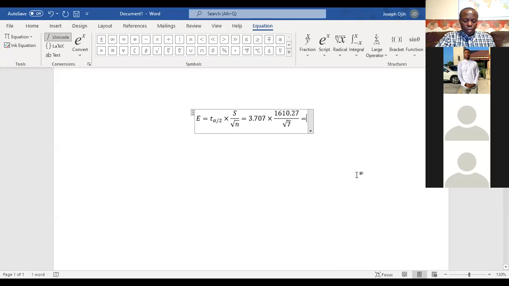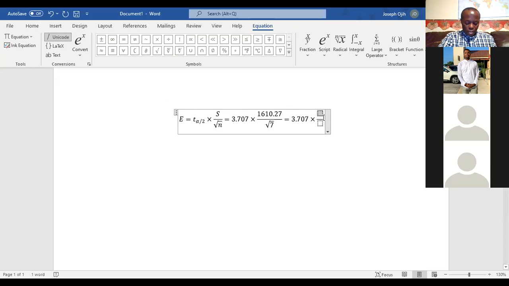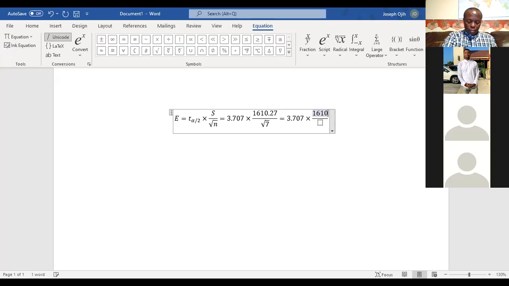Got 3.707 times the standard deviation of 1610.27 over the square root of 7. Okay.